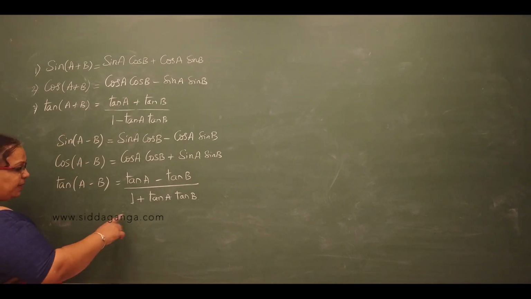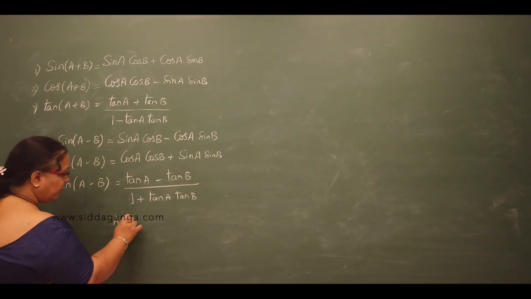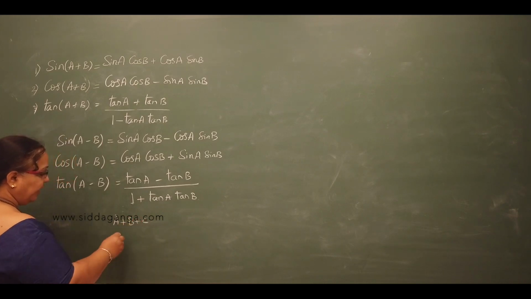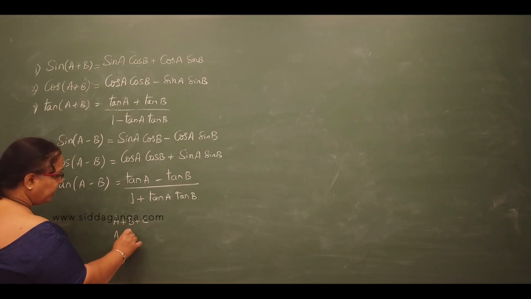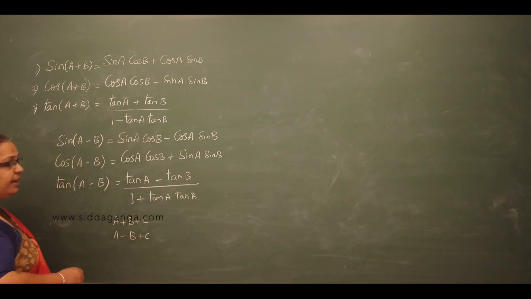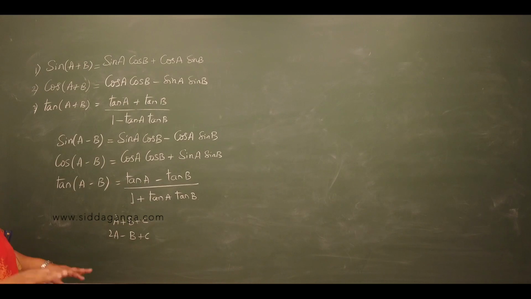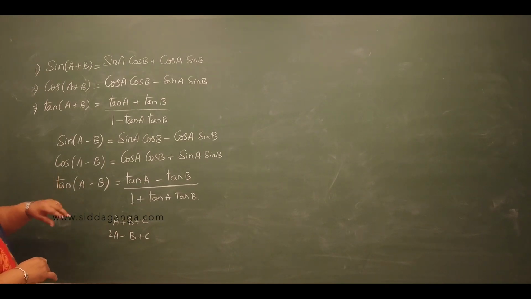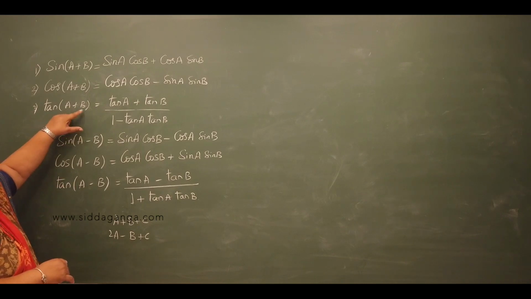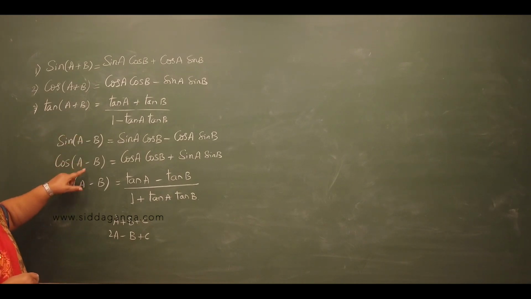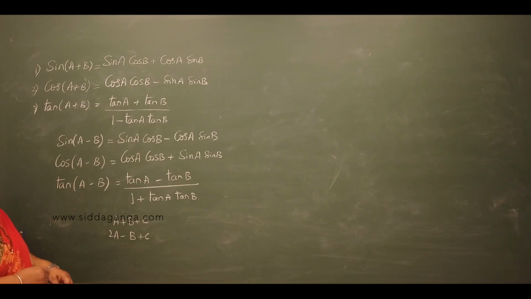Also A plus B plus C is a compound angle, A minus B plus C is also a compound angle, and 2A minus B plus C is also a compound angle. But here we are going to consider the two compound angles, one A plus B and another A minus B.